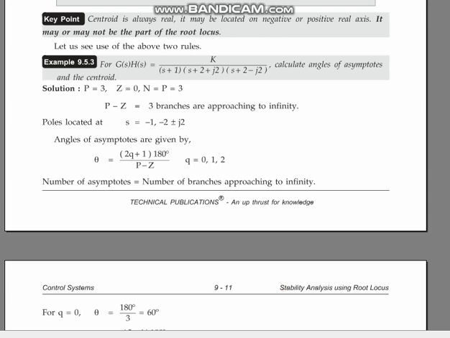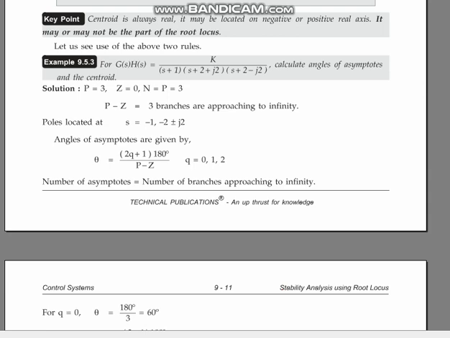And also p minus z, that means three branches are approaching infinity. The poles are located at s equals minus 1 and minus 2 plus or minus j2, two roots together. Now we have to find the angle of asymptotes, theta, by using this formula: (2q plus 1) times 180 degrees divided by p minus z.